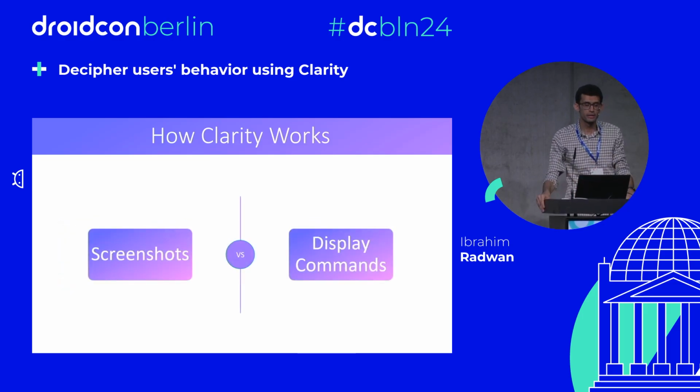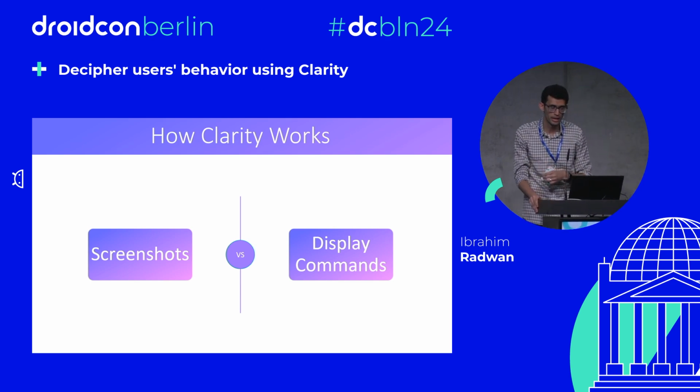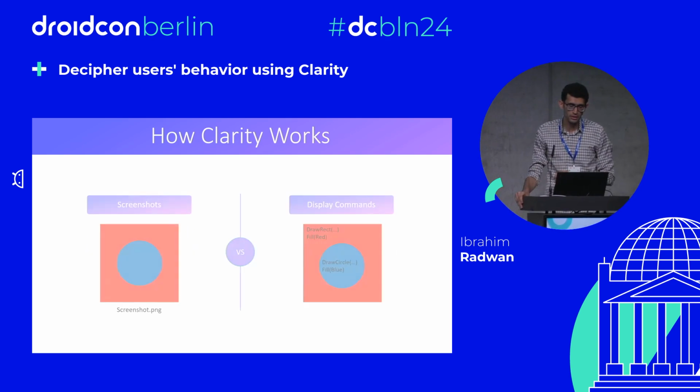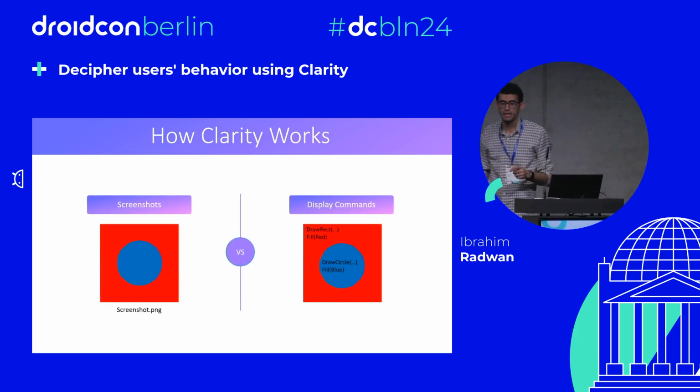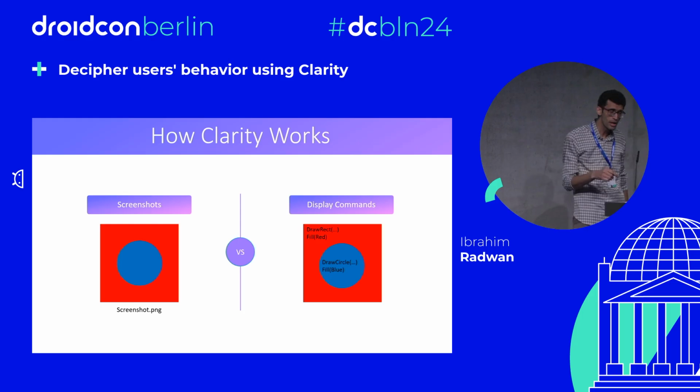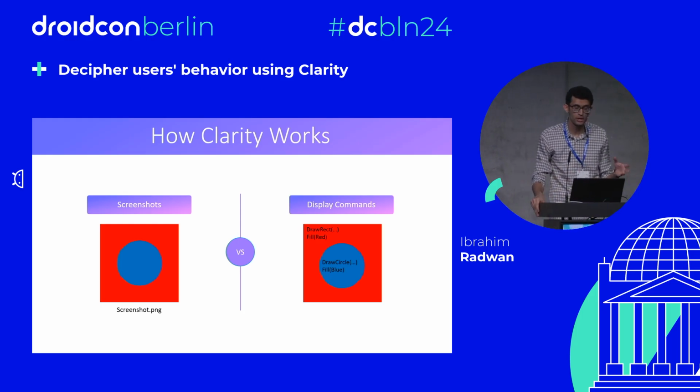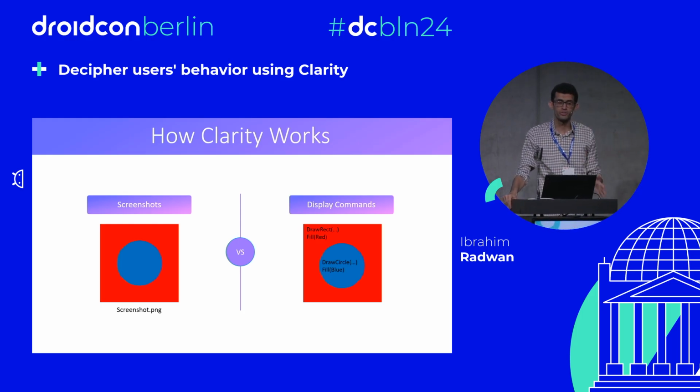So basically we had, as I said, the screenshotting approach, where you take a screenshot of the application, versus capturing the display commands of the application. To give you an example, let's assume that your application is just displaying a red box with a blue circle inside it. If you capture a screenshot of this scene, you will get an array of pixel colors, basically. But on the other hand, if you capture drawing commands, you get something like this.